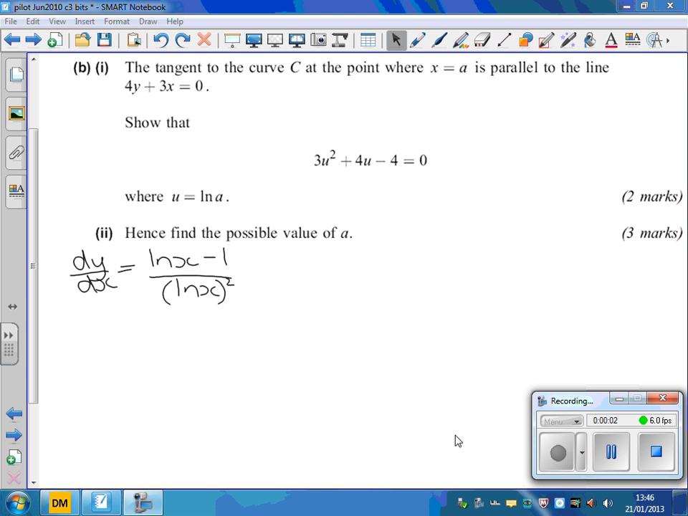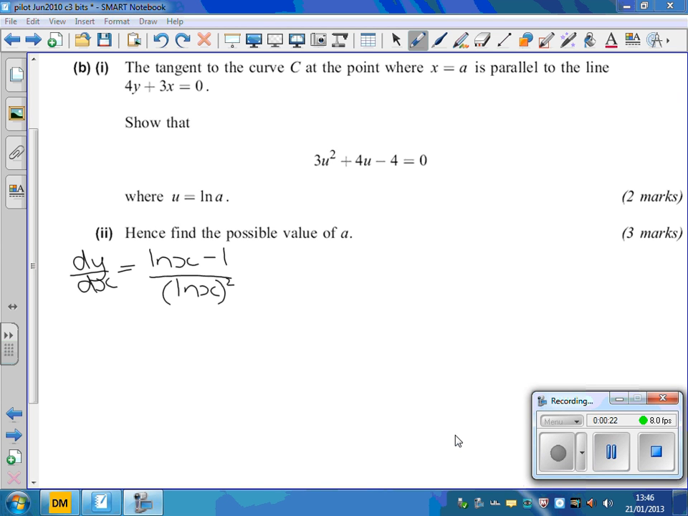Question 8b, part 1. Since the tangent to the curve at the point x equals a is parallel to the line, we know that the gradient of the curve at x equals a is going to be equal to the gradient of the line 4y plus 3x equals 0. In the previous part, we found that dy/dx was (ln x minus 1) over (ln x) squared.